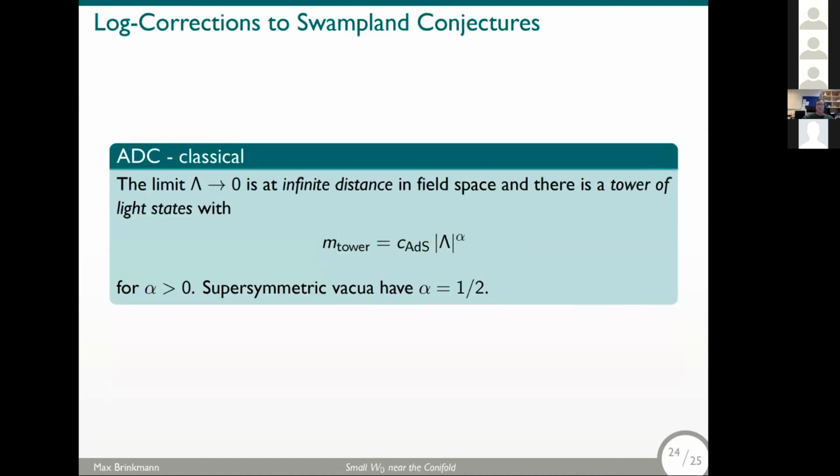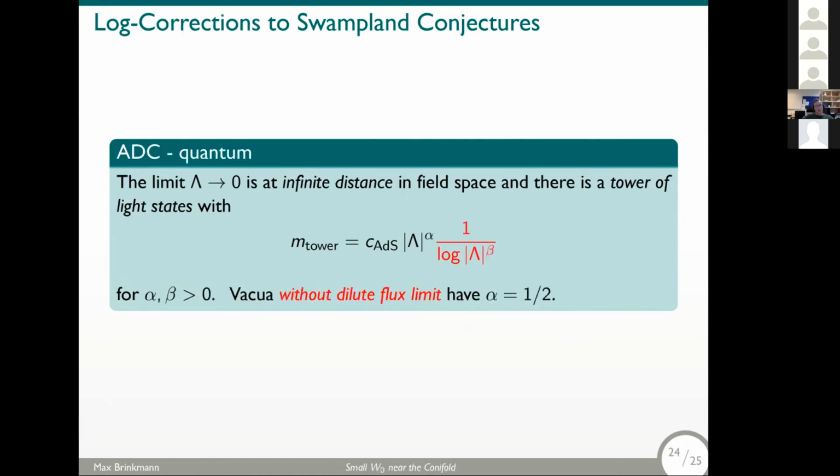So taking both of these observations together, we proposed a generalization, or a quantization, if you want, of the AdS distance conjecture. In a quantum version of this AdS distance conjecture, we have to add this log correction to the tower mass. And we have also suggested that instead of supersymmetry determining alpha equals 1/2, it should be vacua without a dilute flux limit. Like I said, I did not have any time to go into this in detail.